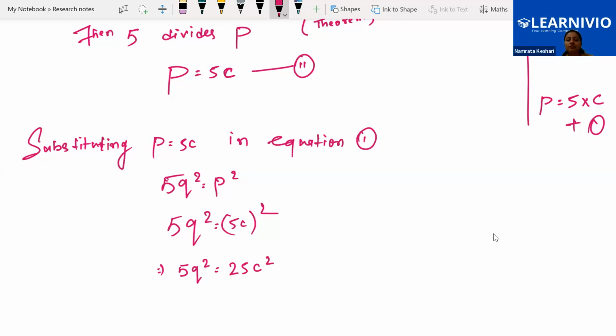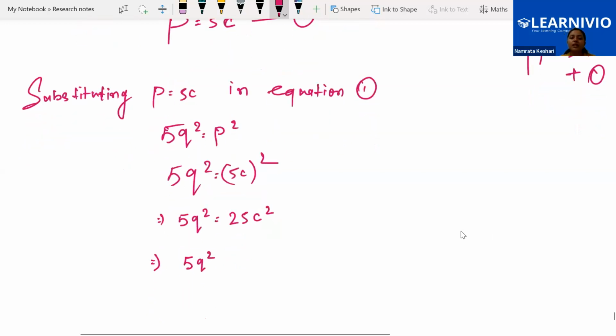This 25 can go to the other side again. The same concept. Either you can cancel this 5 and 25. This is another way of writing it. 5Q square by 25 you can write like this is equal to C square. You can write like this, Q square by 5.